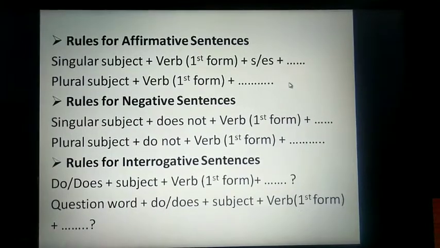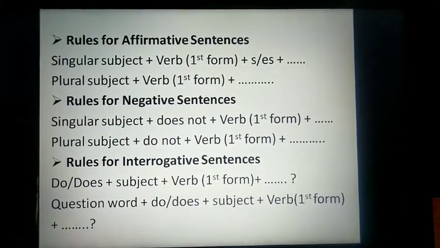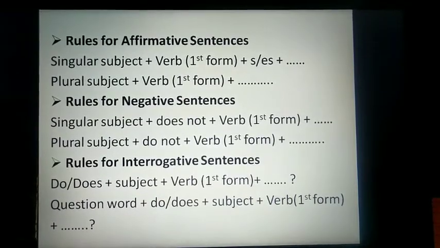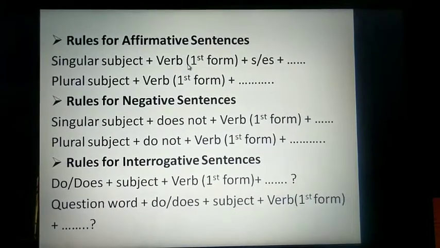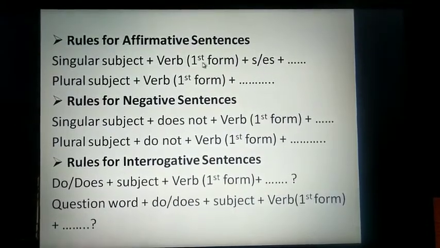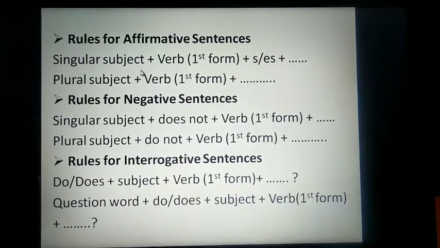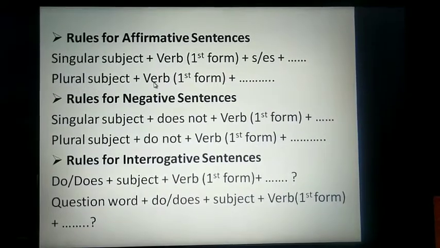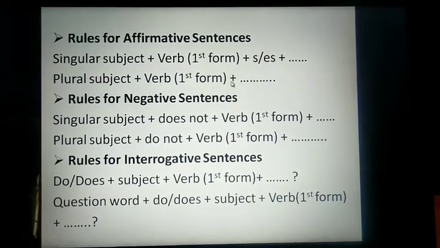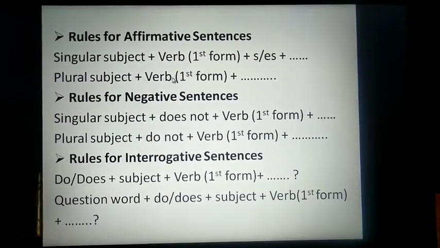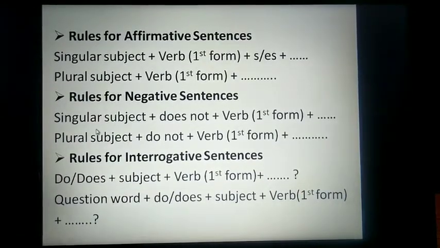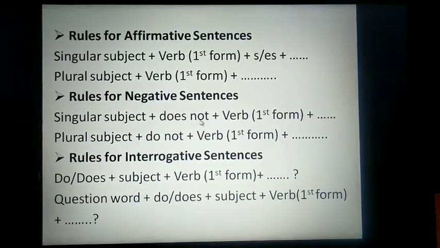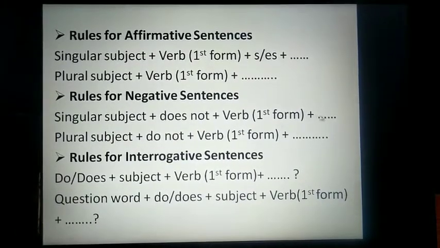I am giving you one or two examples. Like in singular subject, we can take she cooks food in the evening. Here verb is cooks, main verb is cook. So we have added s over here, cooks, because the subject is singular. Then they play cricket in the ground. Here the subject is plural, they. Then we have used the verb play. Here we are not using s or es along with the verb. Then comes rules for negative sentences. Singular subject: if your subject is singular, then does not plus first form of verb plus object.